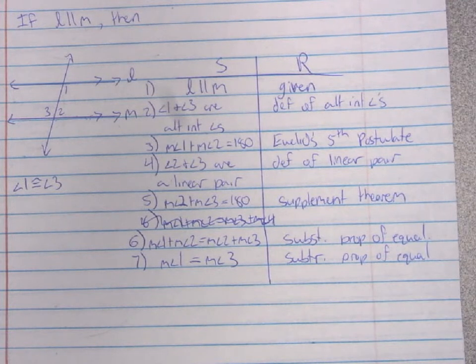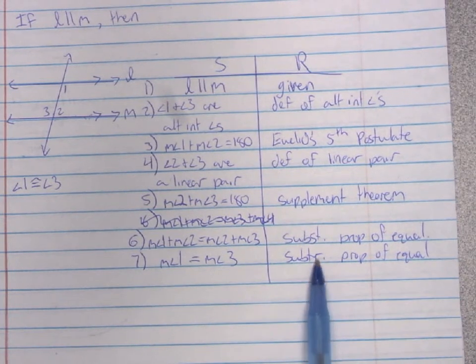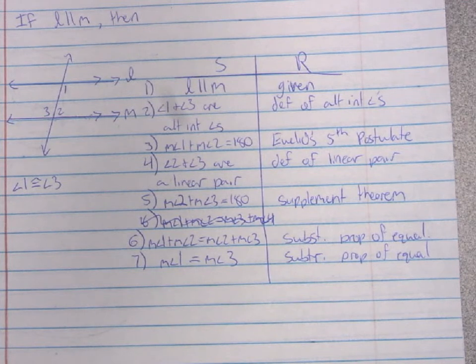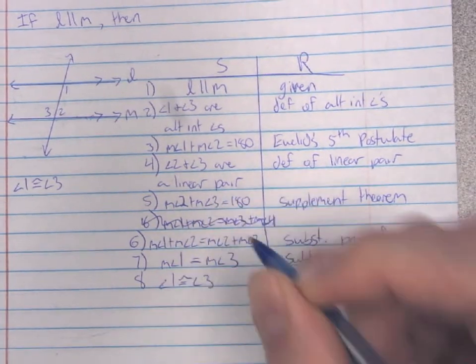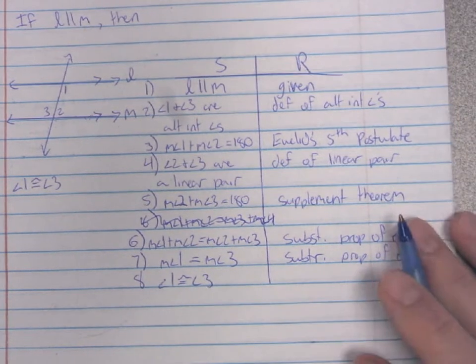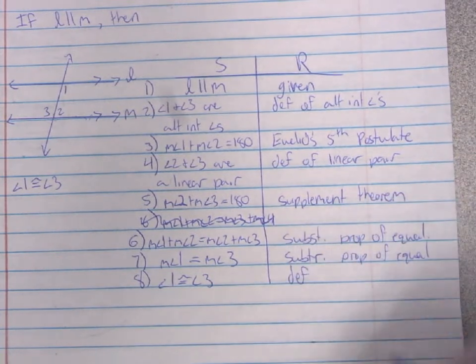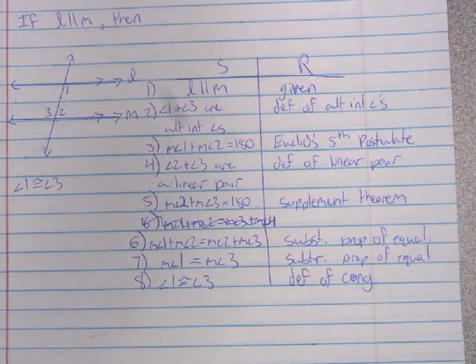So be careful with your abbreviations, subst and subter. If you use sub for both, it's hard to tell whether you're talking about substitution or subtraction. That's why I'd use subst and subter, so we can tell which is which. And then the last one is that angle 1 is congruent to angle 3 because congruence means equal measure. So if you show their measures are equal, then you can show that the angles are congruent. That's the definition of congruent angles, and for short, I put def of cong. Cong stands for congruent.